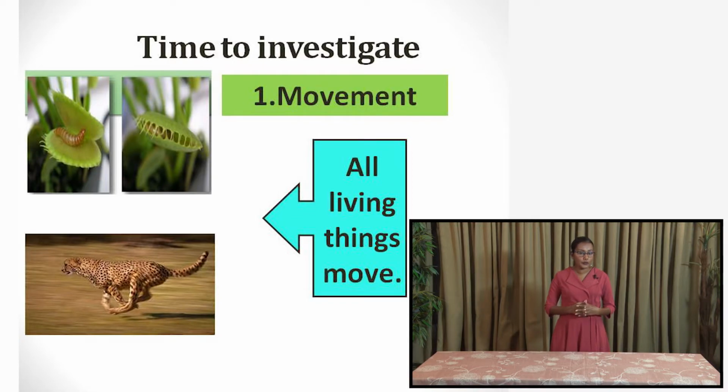Time to investigate. The first characteristic is movement. If you look at the picture at the top with the plant, the first picture is showing you the plant is open. And in the second part, it is closed. Now, how did it happen? Of course, the plant had to move, right? Look at the picture at the bottom with the cheetah. As you could see there, the cheetah is moving. Isn't that so? It's moving. So you could say both living things, plants and animals, move, right? So one characteristic of living things is that they could move.